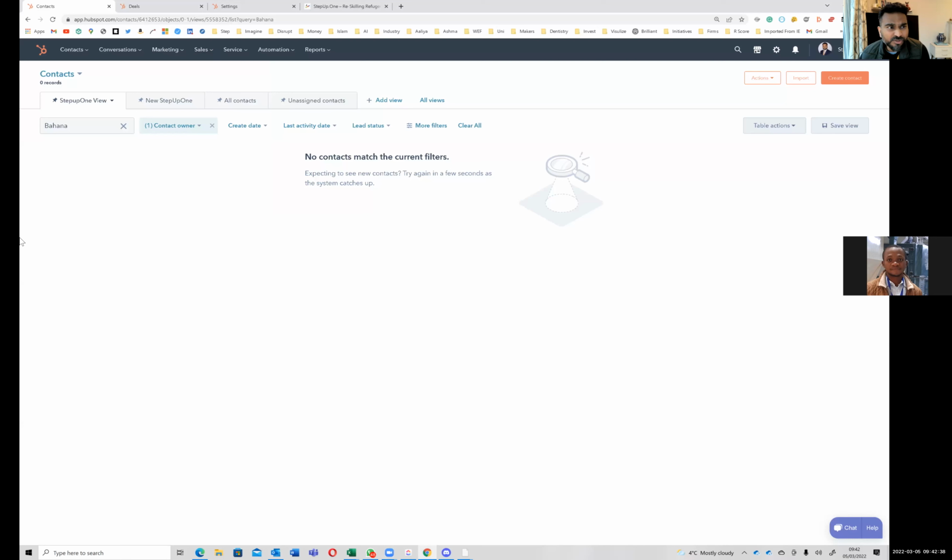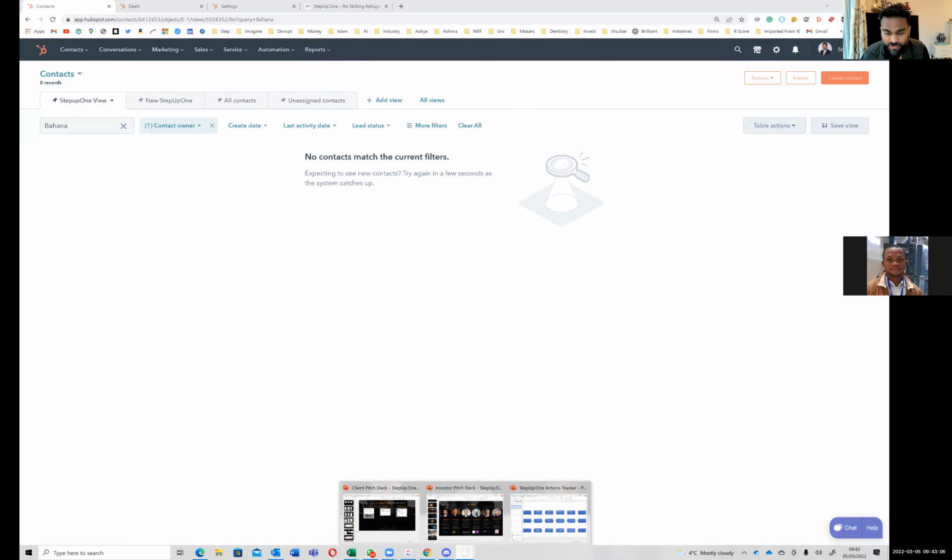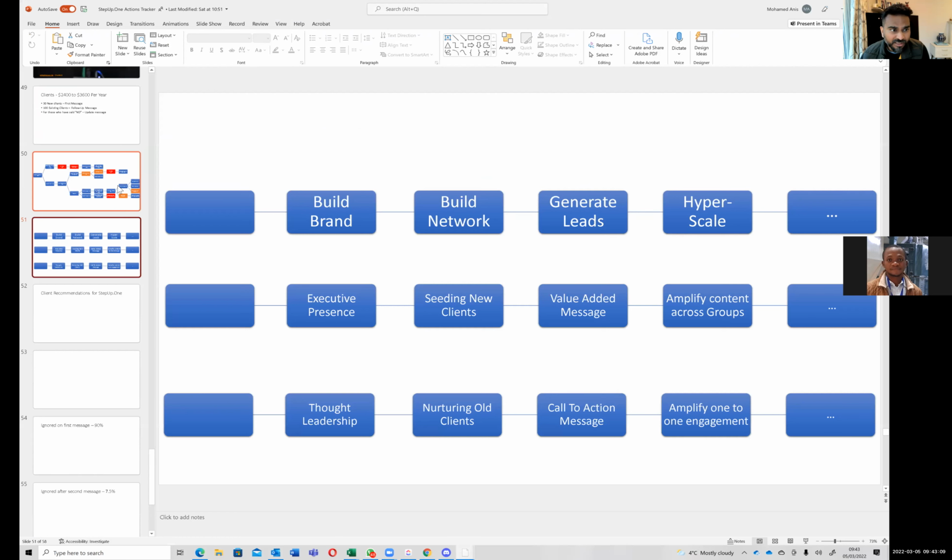So the idea is to bring everything into HubSpot, right? From onboarding to getting access, getting clients, contacting clients, meeting with clients, winning clients and working for clients. I want the entire thing to come into HubSpot, everything. That's the whole idea, right? So we have to figure out how we're going to do that.